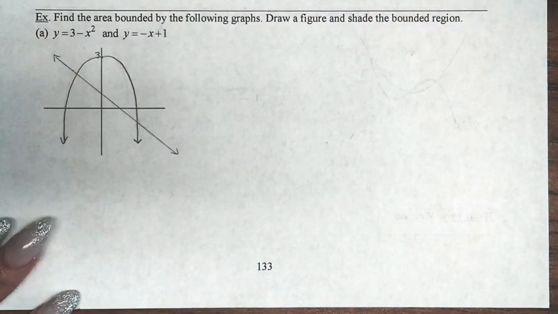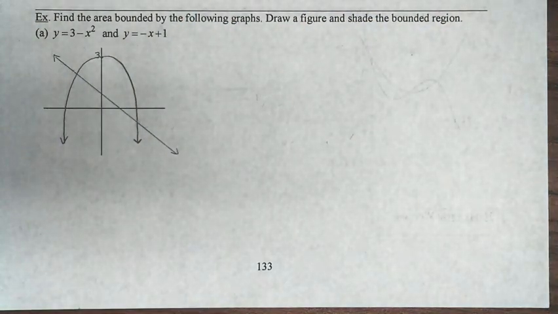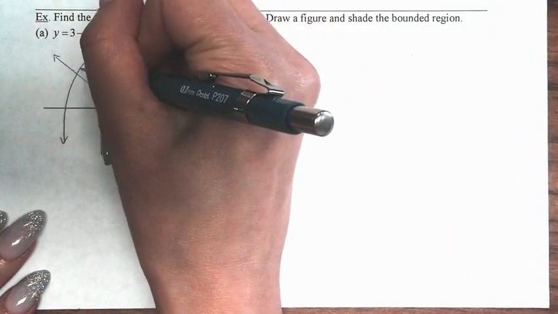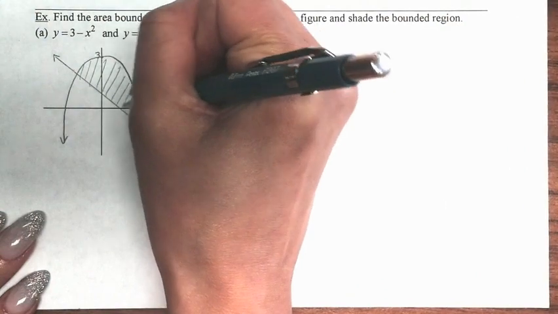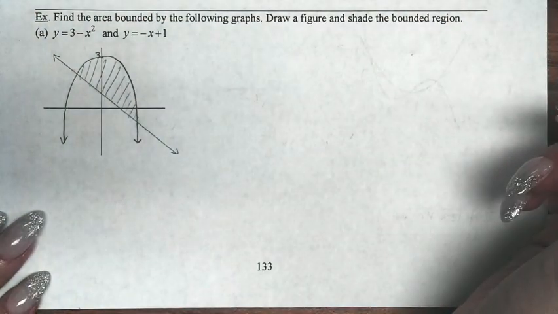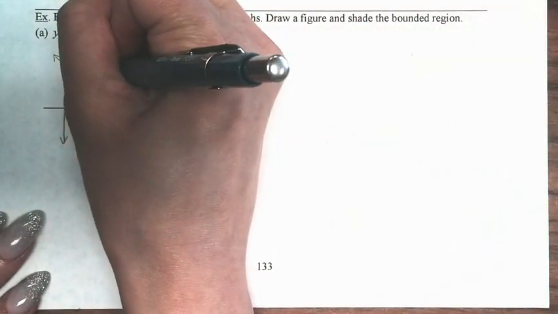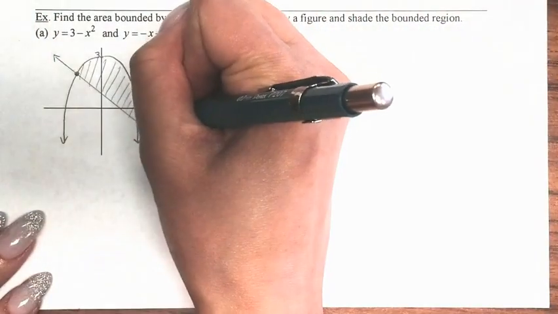Okay, something like this, right? So what's the area that we care about? The area that you care about is the one in between. In between these two is going to be this piece that we have shaded here. For this situation, you do care what's this point and what's this point.